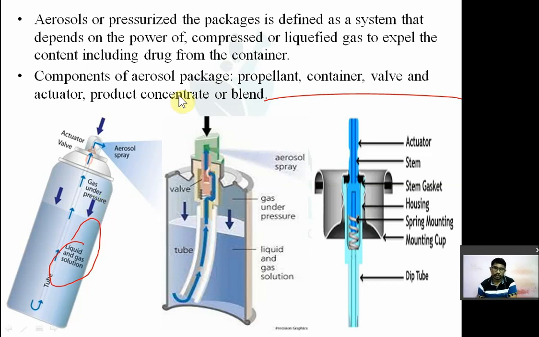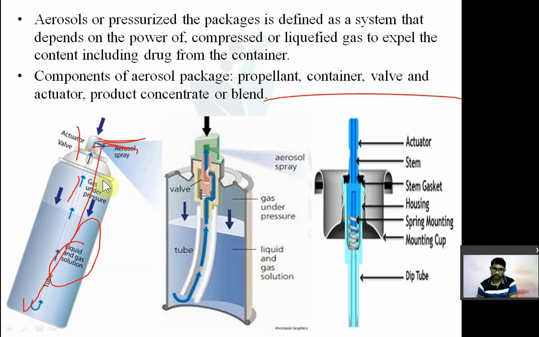Now, when you press this actuator, pressure will be developed over here. The negative pressure will expel the content from the dip tube to the actuator, and the valve will disperse it in the form of foam, mist, liquid droplets, or breaking foam, depending upon the concentrate.